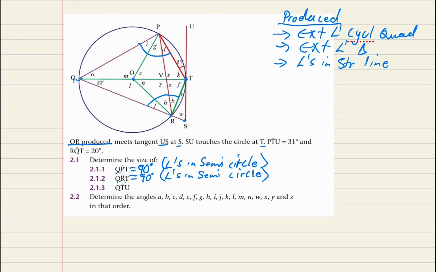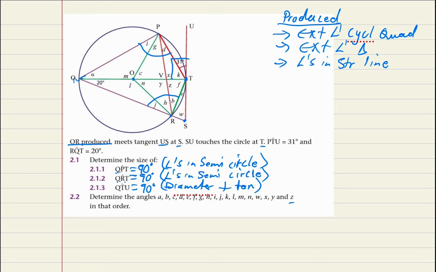Okay, now they continue and say what? QTU. So the whole of this one again is 90 degrees. Why is it 90 degrees? It is the diameter perpendicular to the tangent. Okay, that's what I'm having. Now they said to us, determine the angles A until Z.